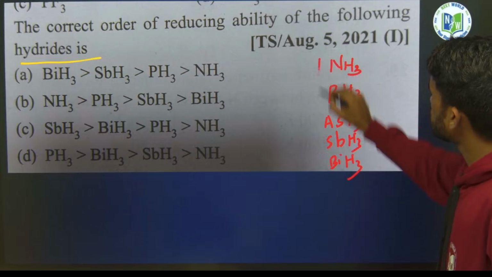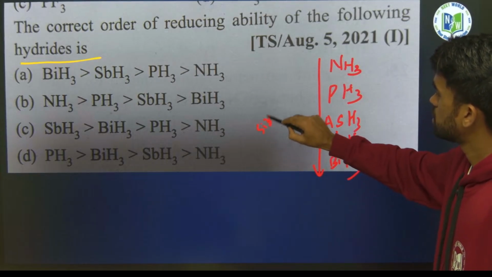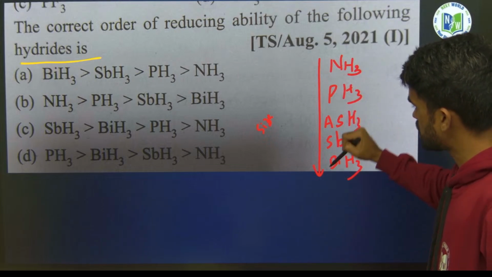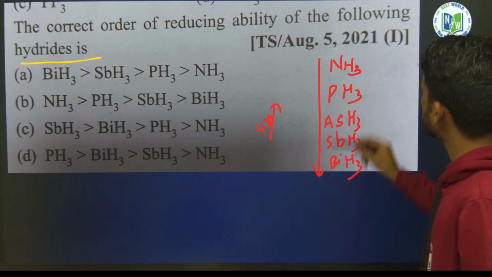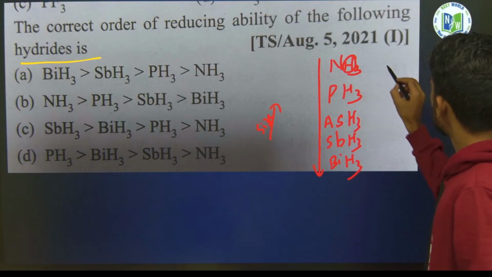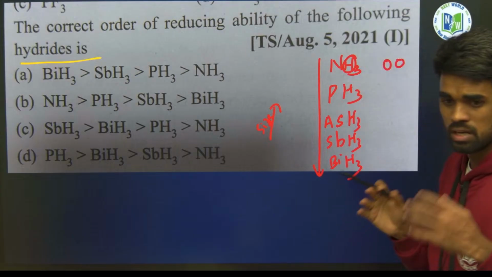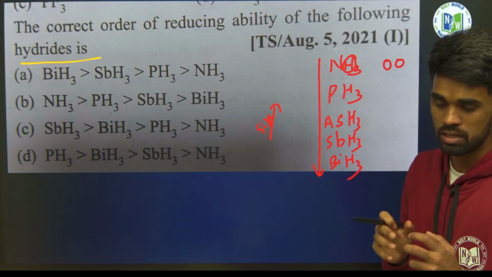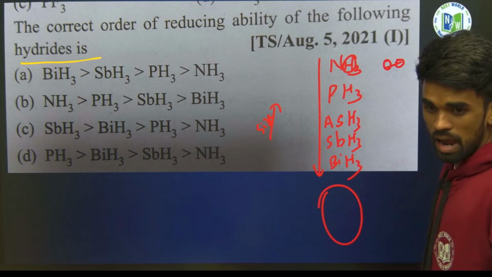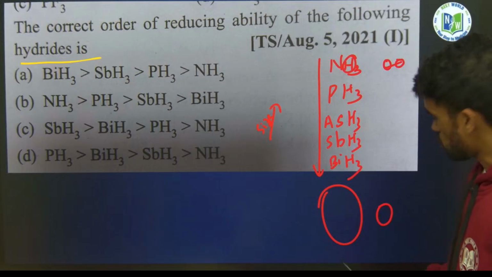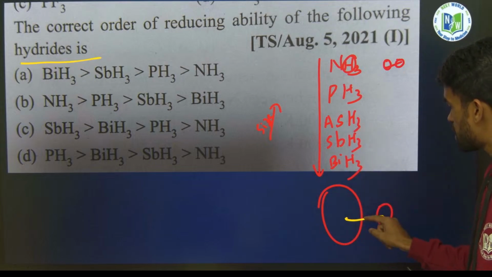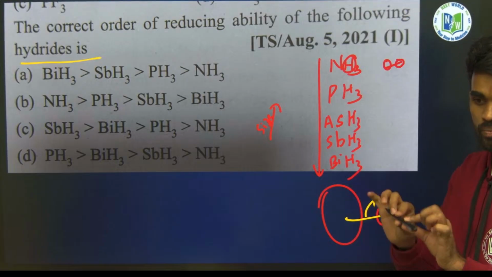Now down the group, what happens to the size? Size of elements increases. So nitrogen to phosphorus, phosphorus to arsenic, like that size increases. So if size increases, what about hydrogen size? Same. In all the cases, hydrogen atom size is the same. If they have similar sizes, small size means the overlapping will be very strong, so the bond will be very strong here. But as we go down, what happens? Big atom and small hydrogen atom. So overlapping will be very weak, so the bond breaks easily.